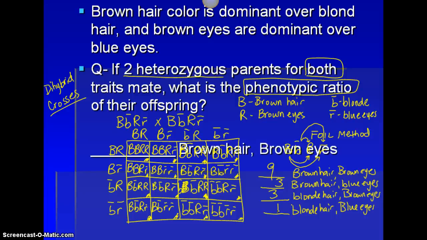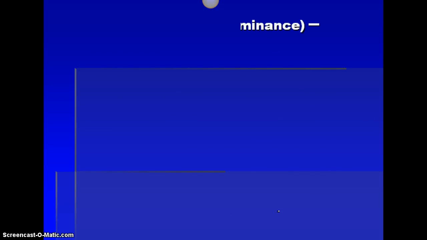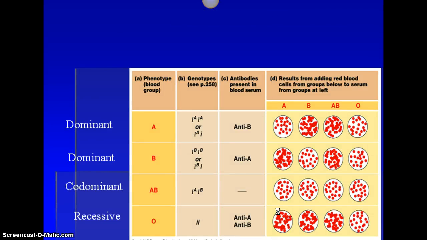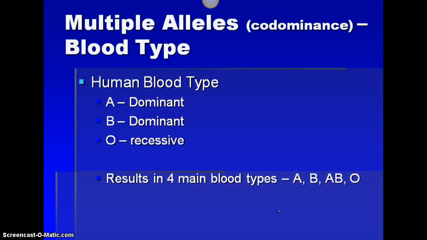Okay, so we have a couple other things to go through here. Multiple alleles or blood type is a codominance example. So human blood type, we have A, B, and O, and it does result in 4 different blood types. Let me go back here one. So if you are blood type A, blood type actually goes on this letter I, so it's linked to this letter I. You can be this, or you can have the recessive little i.